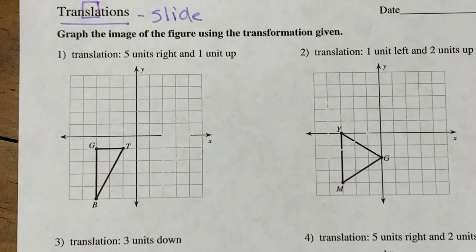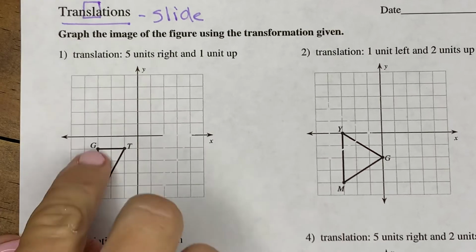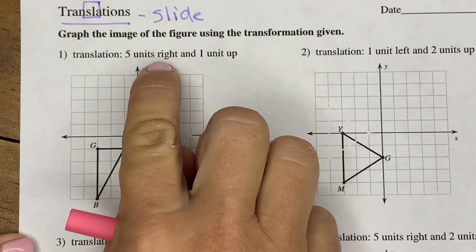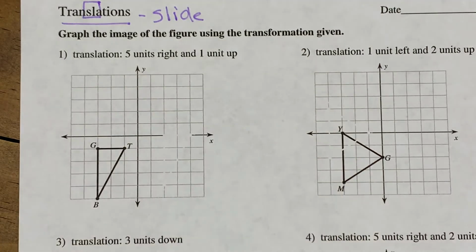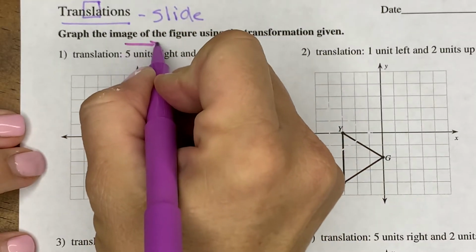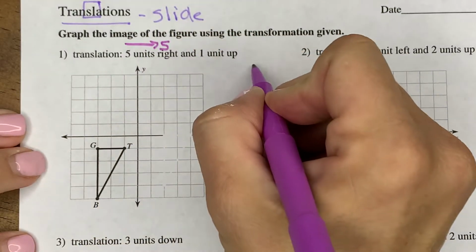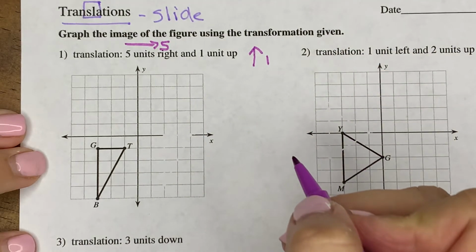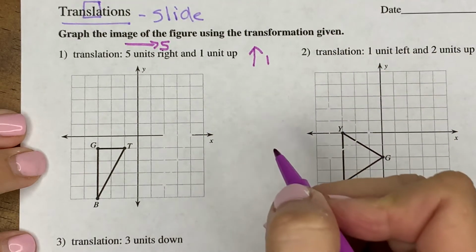So let's look at this. First off, it says we're going to translate this triangle right here. We're going to translate it 5 units right and 1 unit up. What I'm going to do is draw me some arrows just to help me visually. I know that I'm going to go this way 5 and I'm going to go up 1.